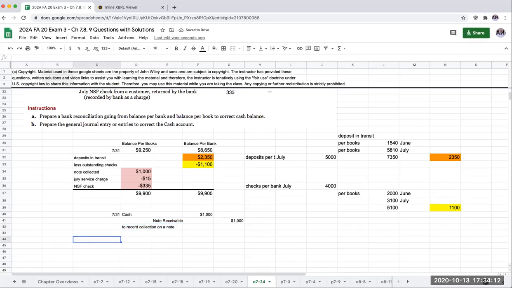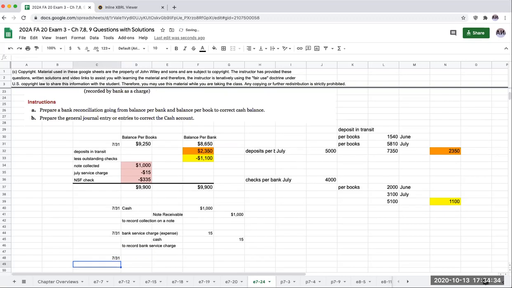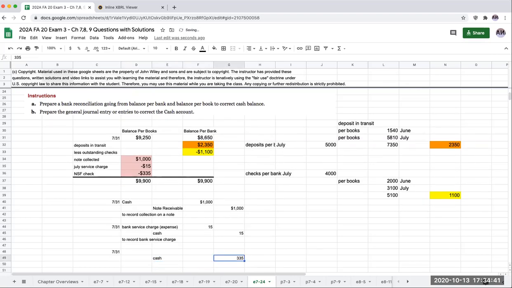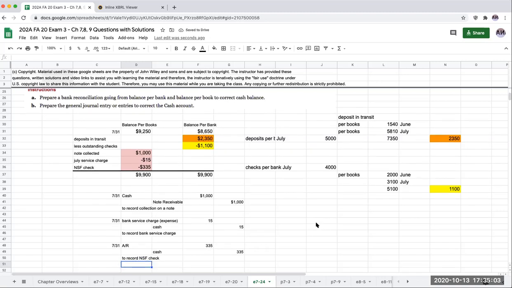Okay. For the July service charge, if you see a negative amount, it means it's a credit to cash. So this here is going to be for 15. And then on 7/31, to record the NSF check, I know I'm crediting cash for 335. Now, how did this arise? I debited cash and I credited accounts receivable or revenues. So this means that the customer still owes me the money. So I'm going to debit accounts receivable, and this is to record the NSF check.